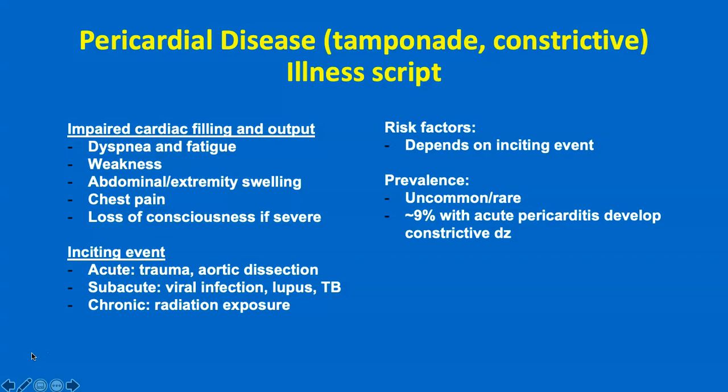And these patients, they'll have some kind of inciting event that causes their pericardial disease. These you can lump into acute, subacute versus chronic. So acute causes would be any kind of trauma. It could be aortic dissection that backs up into the pericardium. Subacute inciting events include viral infections, lupus, tuberculosis, and then patients with mediastinal radiation can develop constrictive pericarditis as well. The risk factor is going to really depend on what the inciting event was, and pericardial disease is relatively uncommon compared to those other causes of heart disease. But of note, about 9% of patients with acute pericarditis will go on to develop constrictive disease.